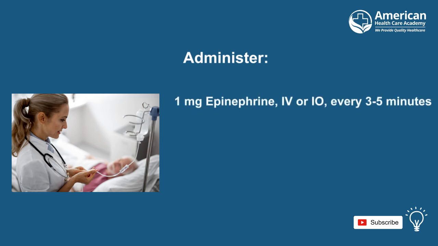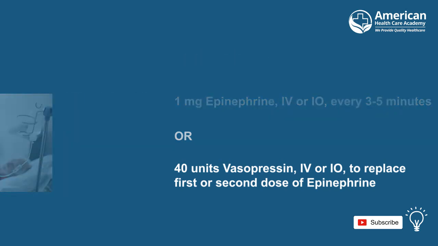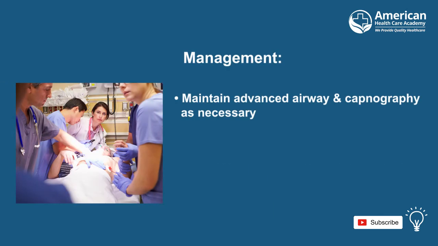Epinephrine in a dose of 1 mg via IO or IV access and repeat every 3 to 5 minutes. Or you can give the patient vasopressin at a dosage of 40 units via IO or IV to replace the first or second dose of epinephrine. Remember to maintain an advanced airway and capnography if needed.